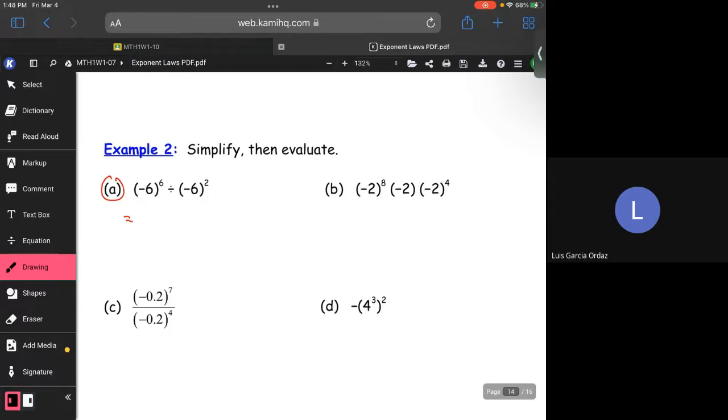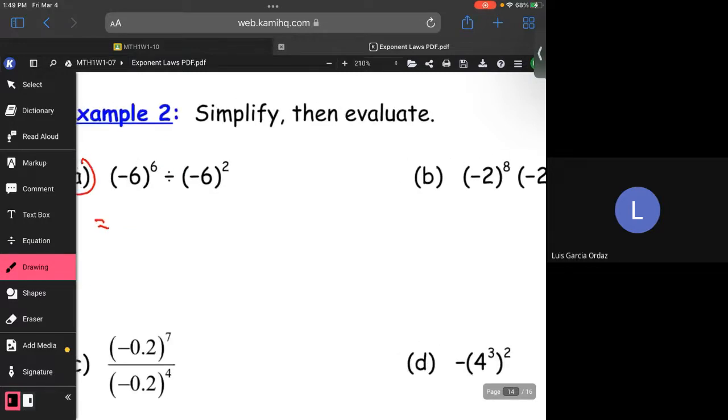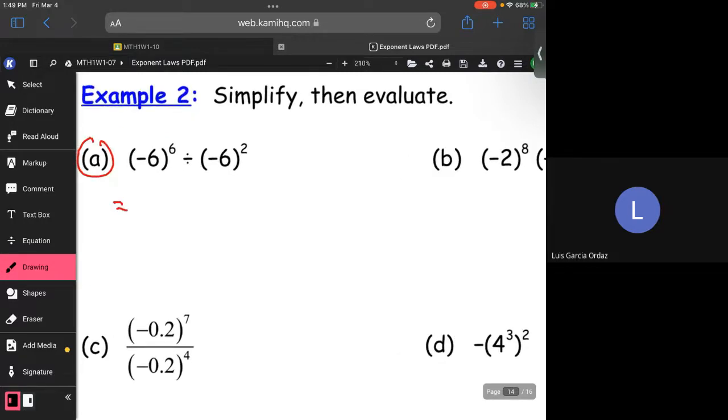Wait, hold on, can I see it? That would be negative 6 to the 4. Yep. Negative 6 to the 4. And when I ask you guys to evaluate, what is negative 6 to the power of 4? Maya? 1,296. Yep. 1,296. Perfect. And then we'll do D at the end.